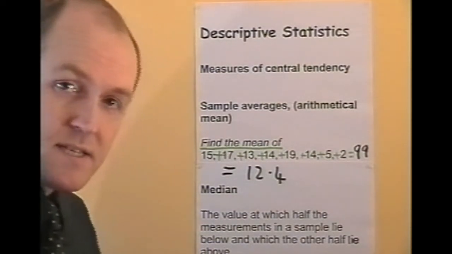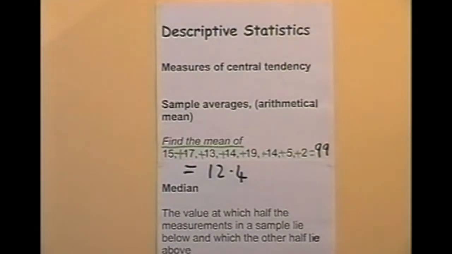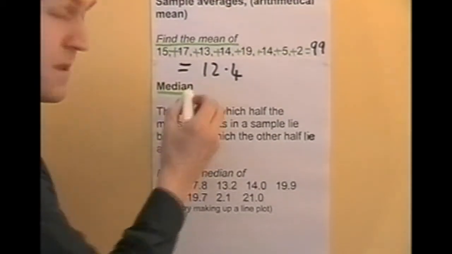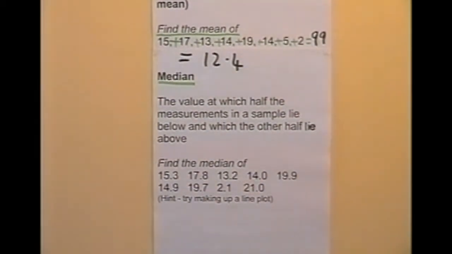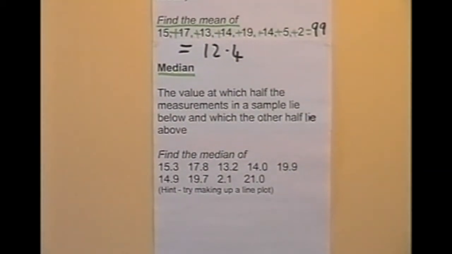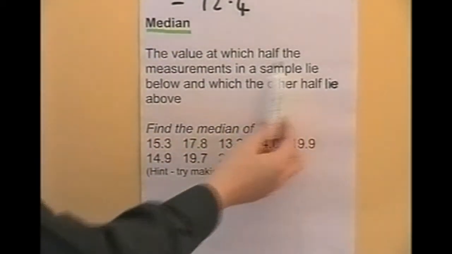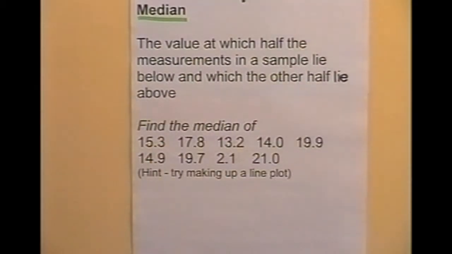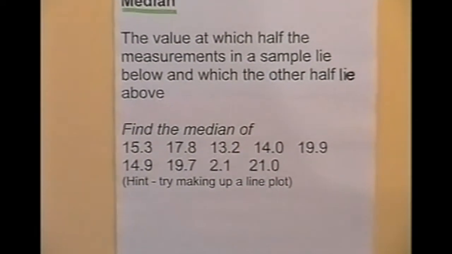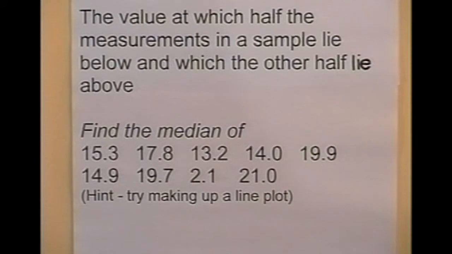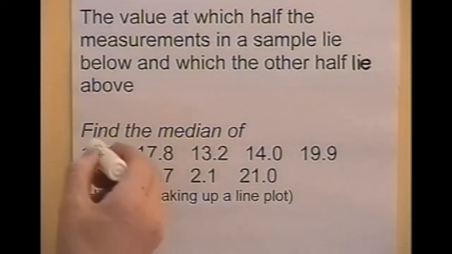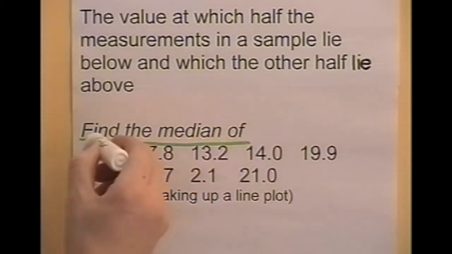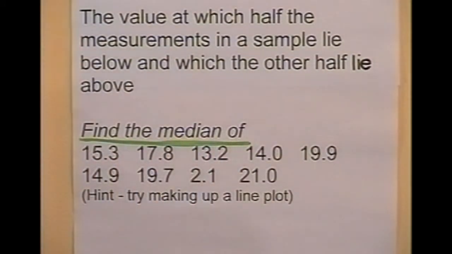The next statistic I want to look at is the median. The median value. Now, median is the value at which half the measurements in a sample lie below and the other half lie above. So here's the question, find the median of these figures.